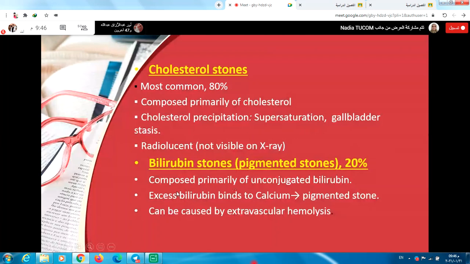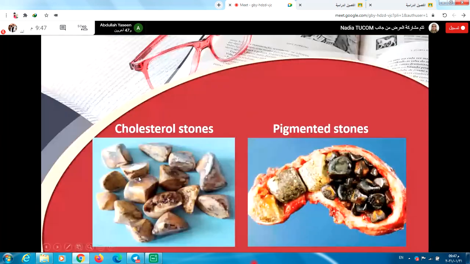These are pictures for both the cholesterol and pigmented stone. Cholesterol stones are seen as yellowish, multifaceted, with triangular or square shapes, because they are formed together, so each one will take the shape of adherent stone.